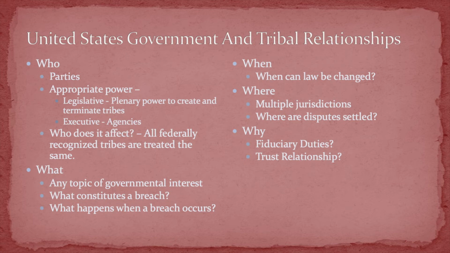Let's look at that who, what, when, where, and why. Who are the parties? We've already talked about it. Yes, there are Indian tribes still involved, but really now their expression of power is in question, right? Because right now, the legislative branch of the federal government has plenary power to create and terminate a relationship with the tribe, right? The executive still has power through their agencies. But again, what are the powers of the sovereign Indian nations at this point? And who does it affect at this time?